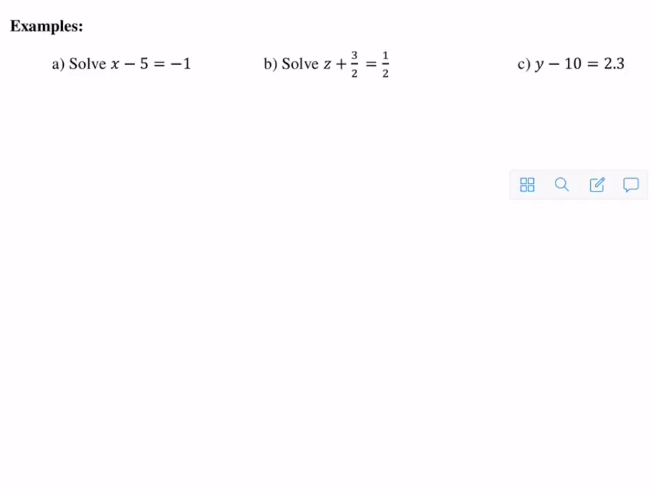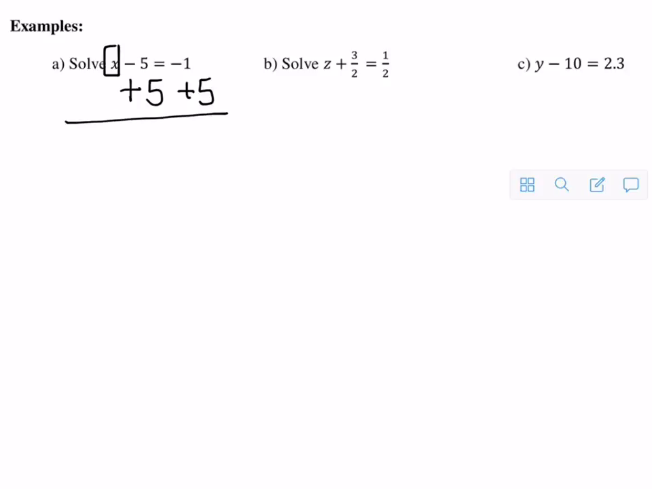For A, we have x minus 5 equals negative 1. Our goal whenever we're working with an equation is to get our variable alone. It's all about keeping your equation balanced. This x minus 5. To move negative 5 to the other side, we do what it's called the inverse property. The inverse of negative 5, or opposite, would be positive 5. So we are going to add 5 to each side.